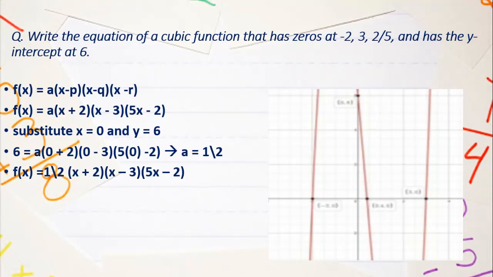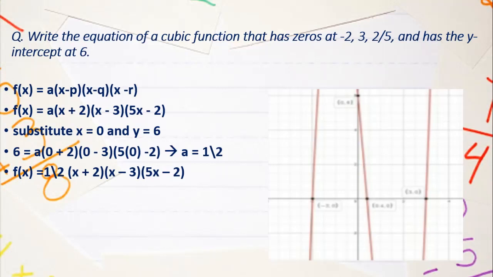So we substitute 2 over 5 like this in this type of question. We substitute x equals 0 and y equals 6, because we don't have a value for the x-intercepts just yet. We put 0, and we have a value for the y-intercept at 6, so we put 6. And 6 will be substituted in the place of f of x, because f of x is also y. So 6 equals a times 0 plus 2, 0 minus 3, 5 times 0 minus 2. Here we have to find a, and as we don't have any value for a, we find it like this. The value of a equals 1 over 2.